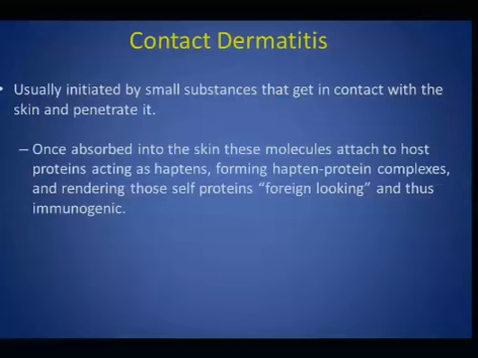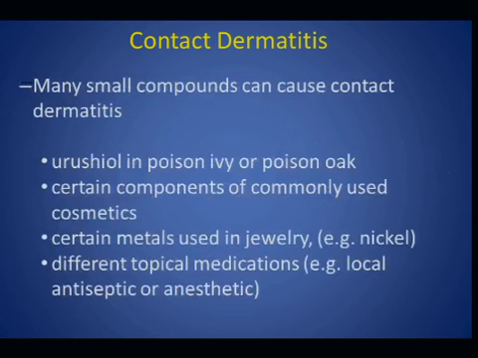Okay? Once again, what's a classical example? Contact dermatitis. Okay, they're usually caused by small substances. They get in contact with the skin, penetrate it, okay, and now are seen as foreign entities. Now, what are some examples of these small compounds? Urushiol in poison ivy or poison oak, or sometimes certain components of commonly used cosmetics, certain metals used in jewelry, for instance, nickel. Okay? So all of these can instigate a type 4 hypersensitivity, such as contact dermatitis.